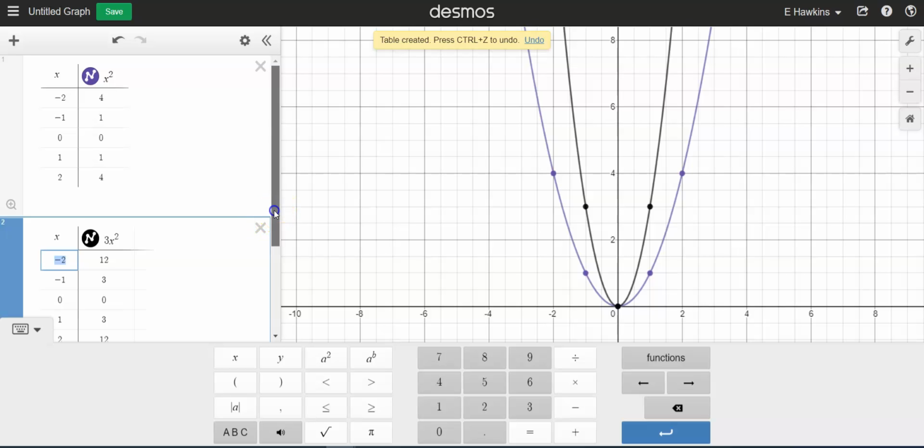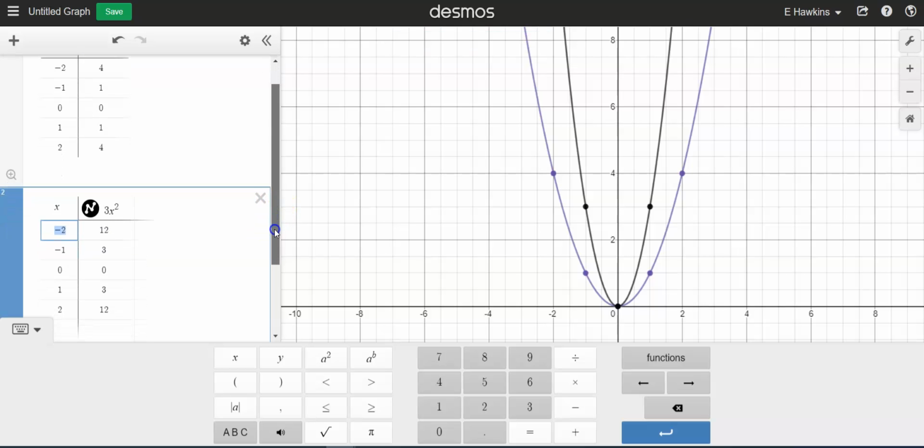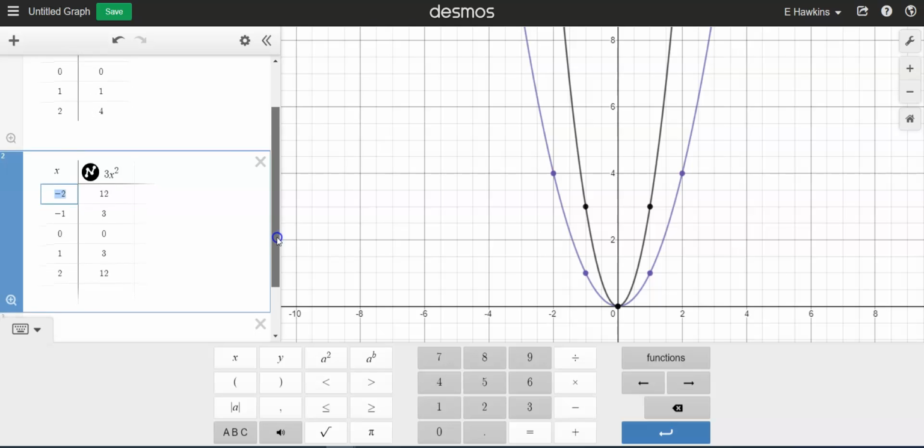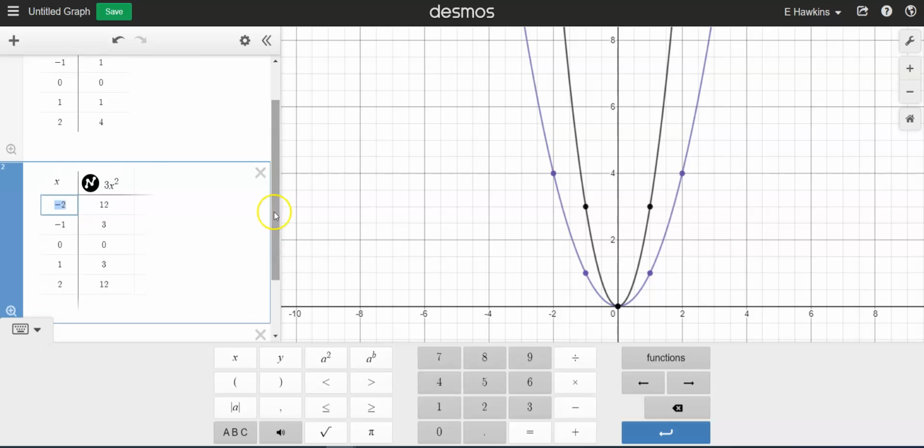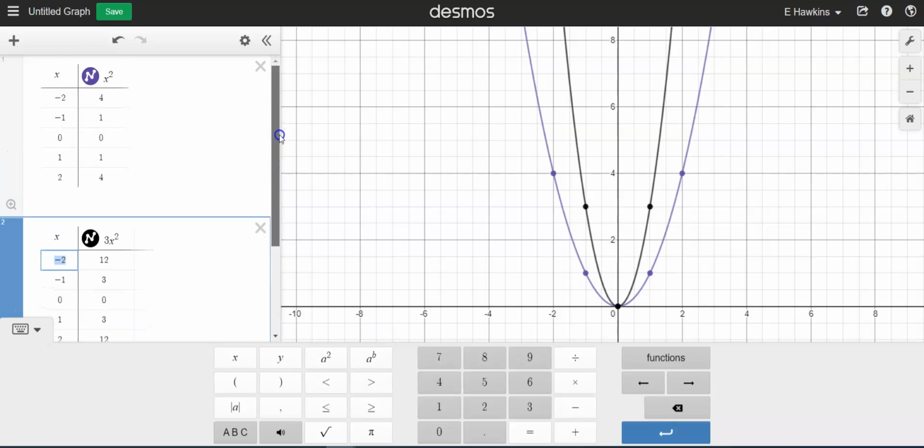And one thing I want to point out, notice the y values. We have the same x values, but notice the difference in the y values. So we have 4, 12, 1, 3, 0, 0, 1, 3, 4, 12. So notice that all the y values are multiplied by our stretch factor of 3. So there's that transformation there. Okay, again, take a moment, jot that down if you need to. So when you have a stretch or a compression, you are multiplying your y values by that stretch or compression.